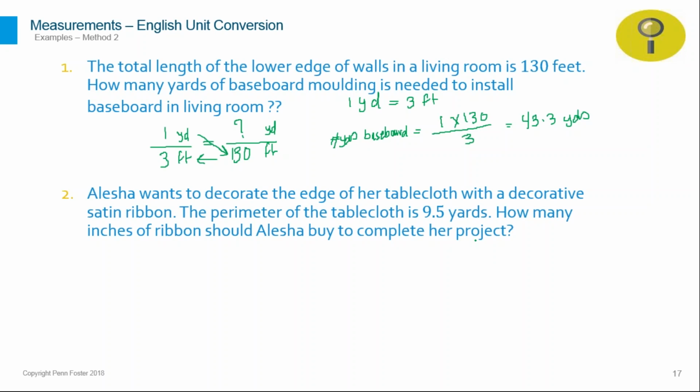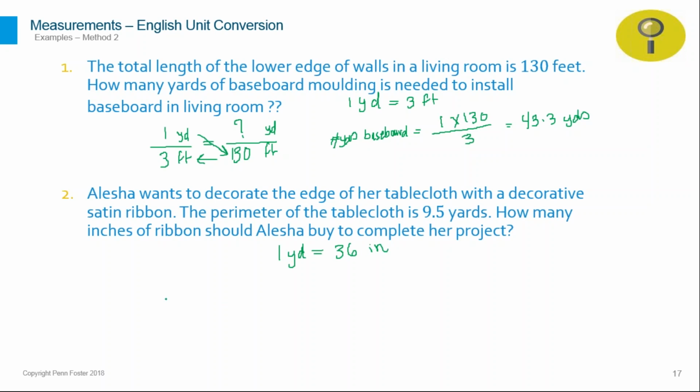Again, I'm not going to think about am I changing from small to big or big to small because I'm using method 2. I only need to care about the conversion factor. I'm using here yards and inches. How many inches in 1 yard? 1 yard equals 36 inches. Okay, this is all I need to know.